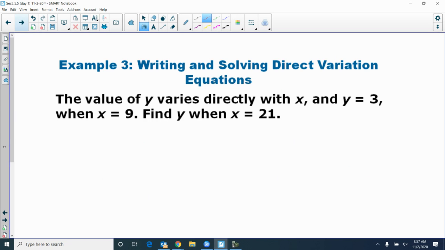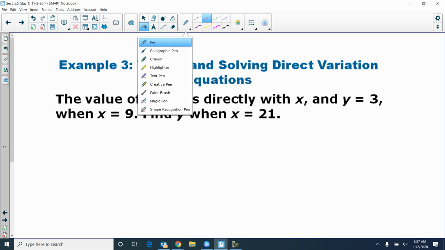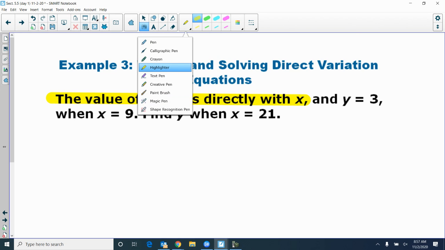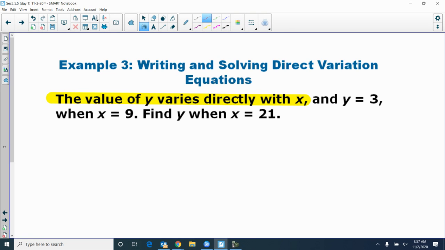All right, the next type, kind of the last type here. Read through that if you would. It's probably going to look like a bunch of jibber jabber the first time through. Those ones that struggle with word problems, it freaks you out. All right, this first statement tells me something. It says the value of y varies directly with x. It already tells me that's true.